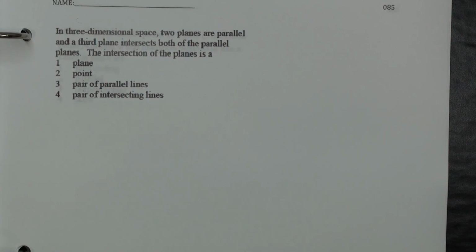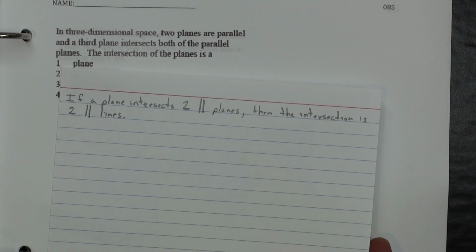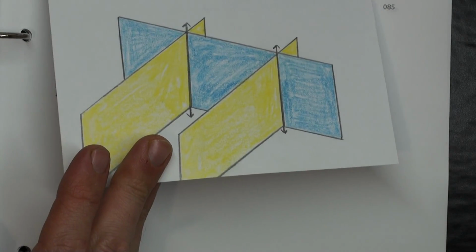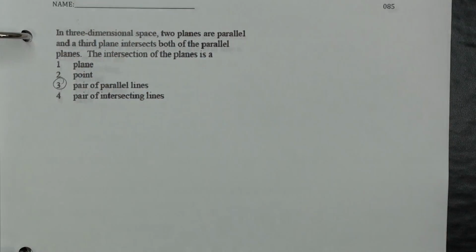Now, this one has to do with card 8. In three-dimensional space, two planes are parallel and a third plane intersects both of the parallel planes. The intersection of the planes is a... If a plane intersects two parallel planes, then the intersection is two parallel lines. See? There they are. A pair of parallel lines.